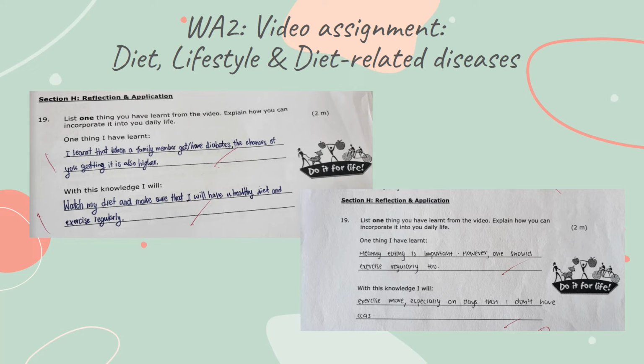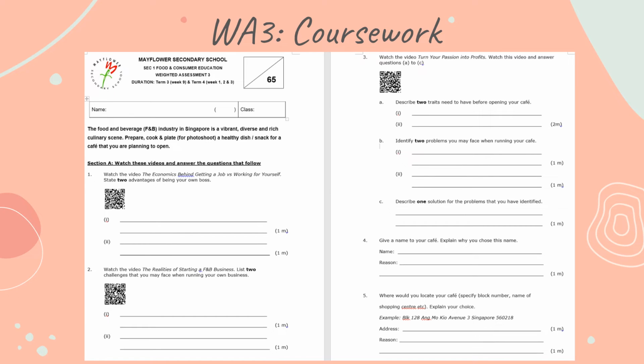In the assessment, we also get students to reflect and suggest how they would apply the things that they've learned from the video to their daily life. WA3 is a coursework assessment. The question requires students to plan and serve a healthy snack or dish for a cafe they wish to open. There are also videos embedded to guide students to research on the topic of entrepreneurship, as it may be something new to some of the students.